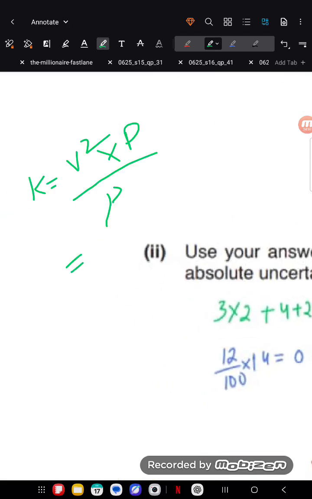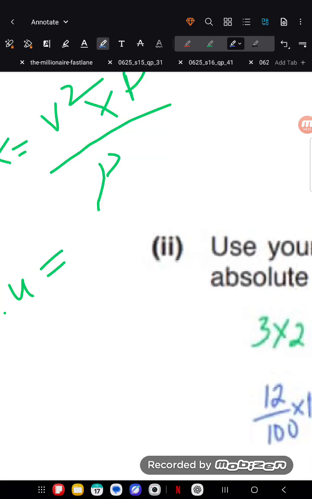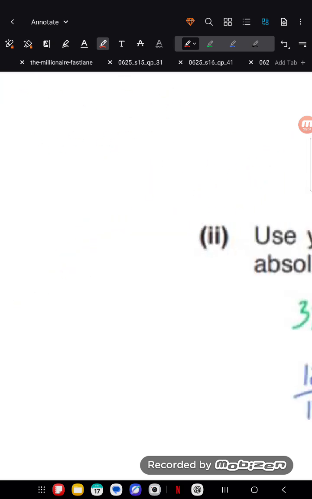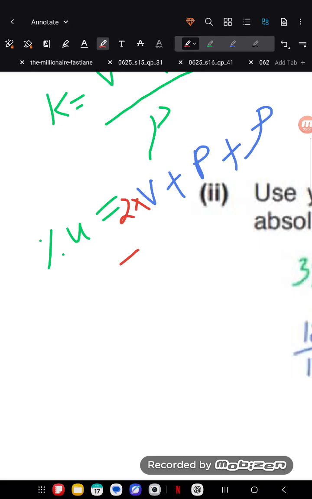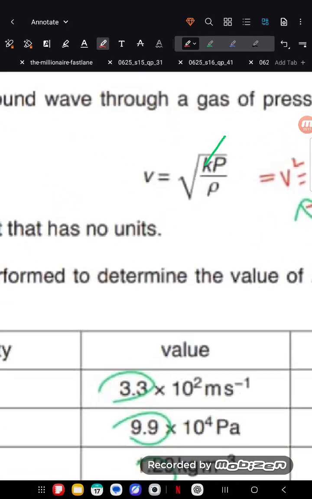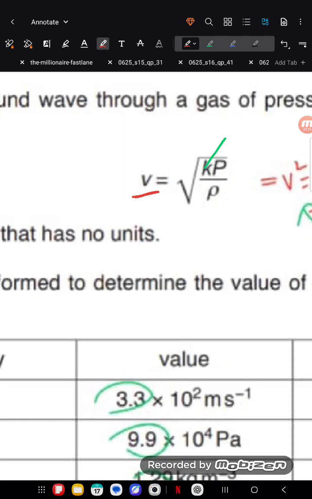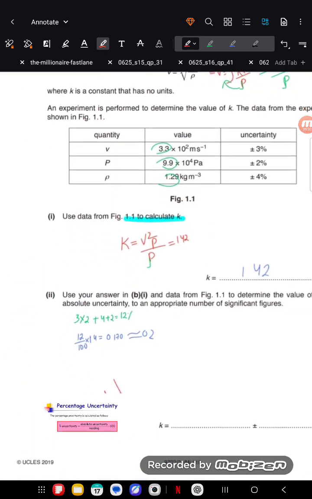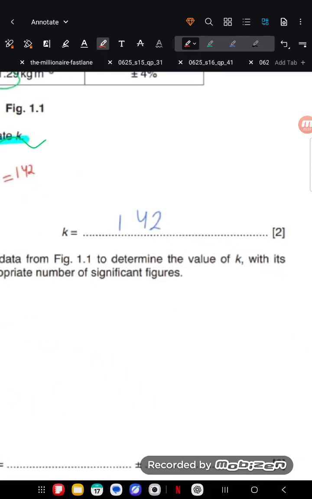So if you want to find the total percentage uncertainty, it will be b plus b plus this. So here you will multiply with 2, right, because v is having a power. Here it was square root when v was the subject, but they are not asking you to find v, right. They are asking you to calculate k, and here they are asking you to find the uncertainty for k only.